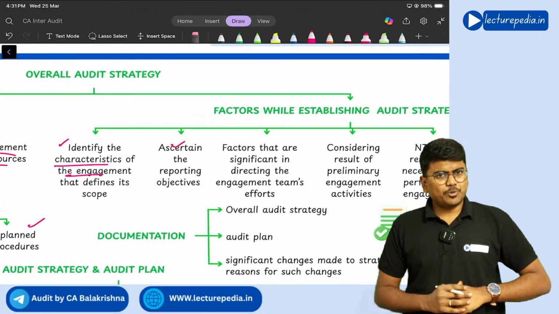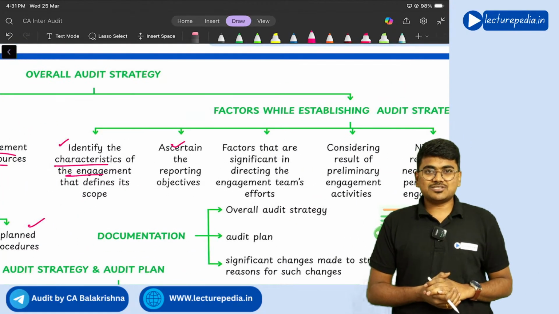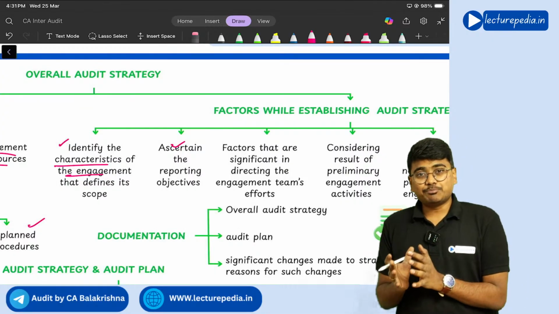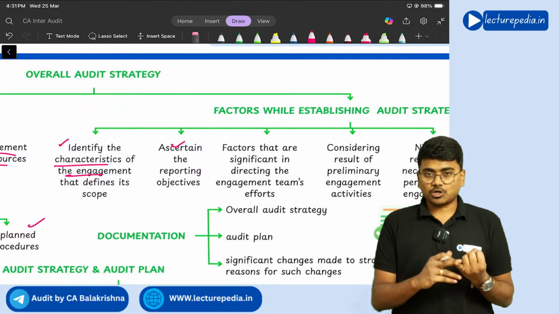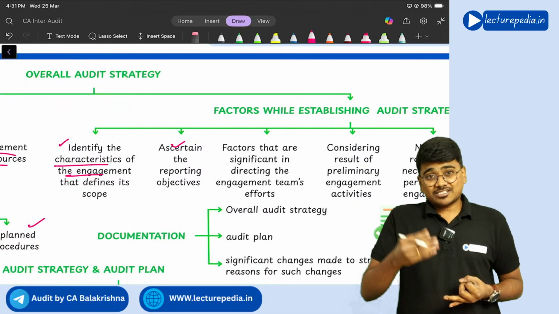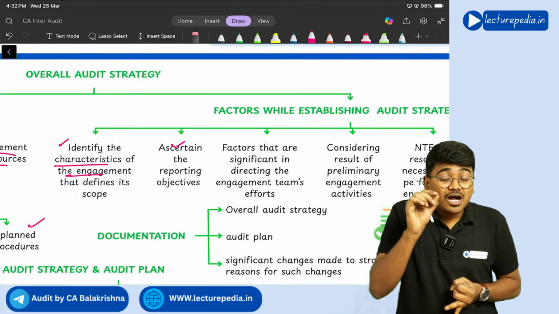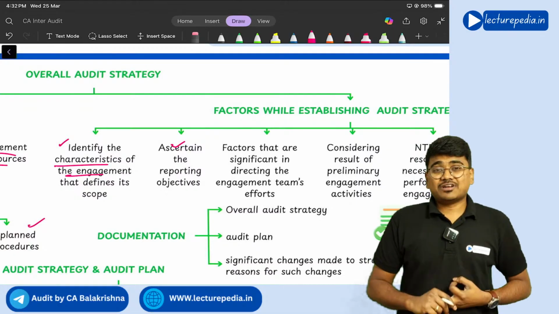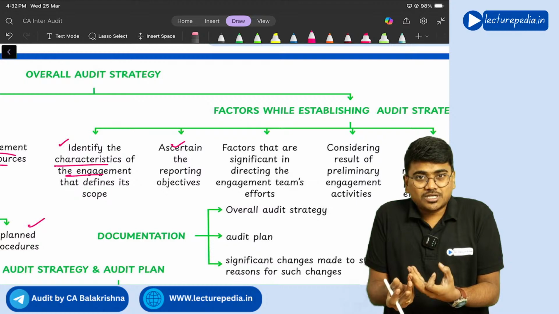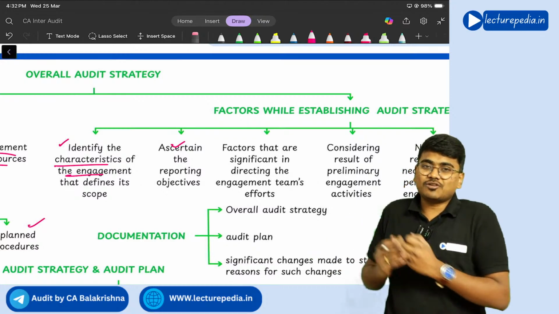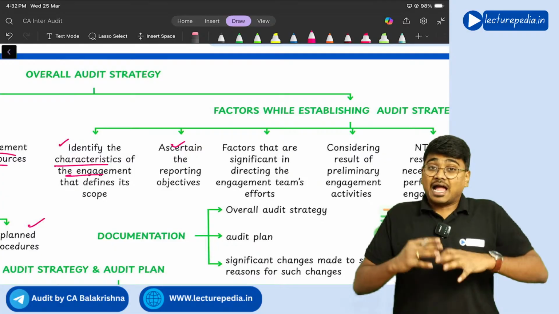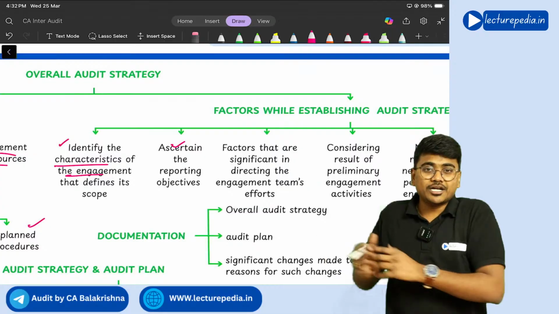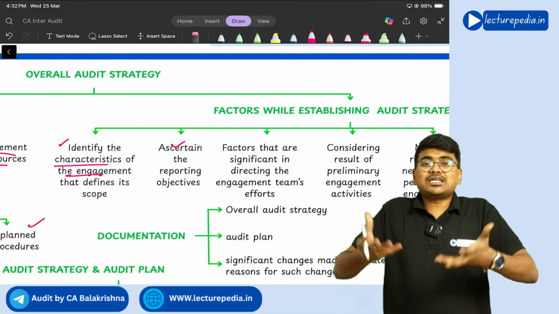Next, ascertain reporting objectives. Reporting objectives means, see, generally you will be giving audit report as per auditing standards. That is one of the reporting objectives. Next, for some companies, you should also give CARO reporting, right? That is another reporting objective. And for some companies, you should also report on internal financial controls or financial reporting. That is another reporting. And in case of banking companies, you should also report on LFAR, long form audit report. So all these are reporting objectives.